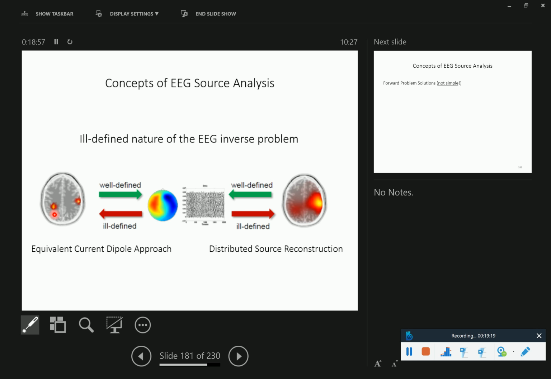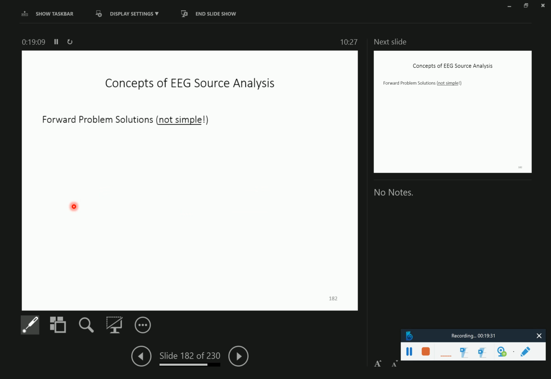So let's keep it at this. This is a general overview. We next go more into the forward problem and then the inverse problem. Questions so far? First thing then, solving the forward problem. That's why this is called forward problem solutions.